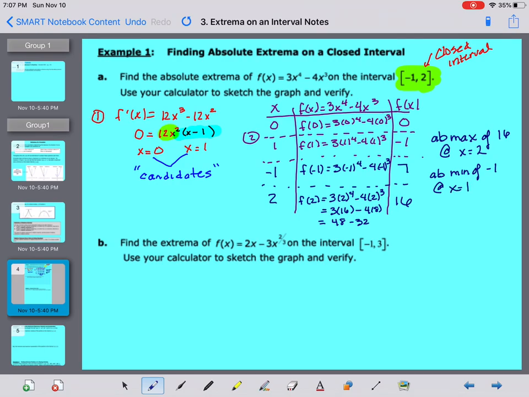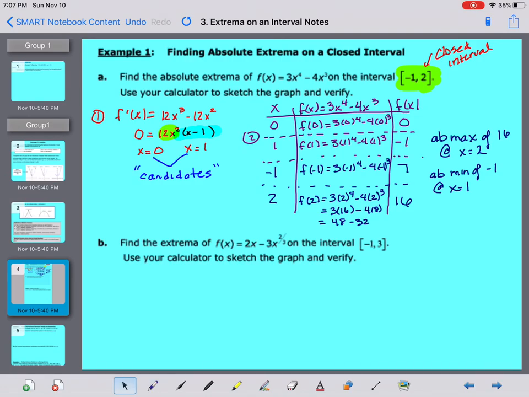So on your AP exam, if you get into the habit of writing out that statement, absolute max of 16 at x equals 2, it kind of covers both, because sometimes the question could ask what is the maximum. It could also ask where the maximum occurs. So if you just write both of them, it saves you some trouble of not completely answering the question. So I always write it out like that.